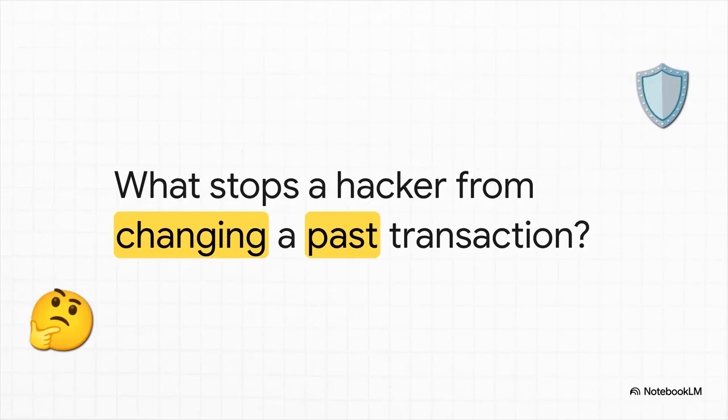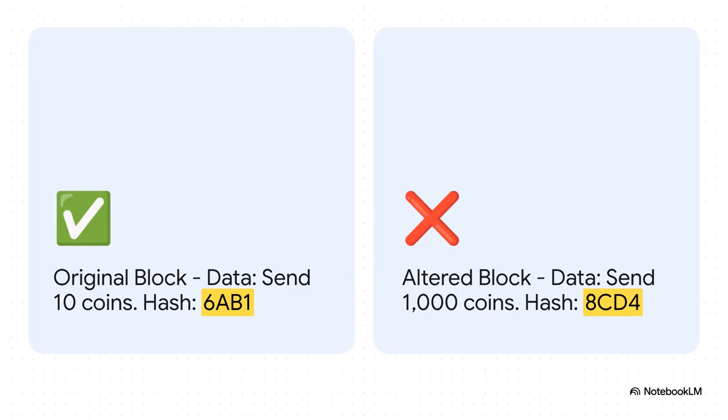All right, let's play this out. Let's say a hacker wants to be sneaky. What if they try to go back to an old block in the chain and change a transaction, maybe to give themselves a bunch of money they never had? Well, the second they try to alter that data, let's say they change send 10 coins to send 1,000 coins. Boom. The block's digital fingerprint, its hash, instantly and completely changes. That original hash, 6AB1, is gone. It's now something totally different, like 8CD4. The original block has been tampered with, and the system knows it.